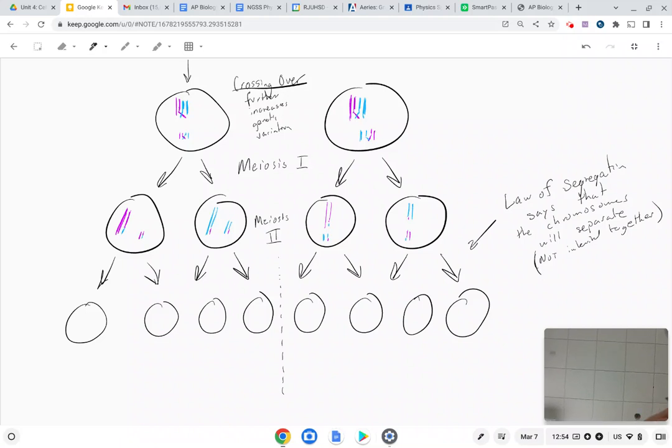there's a lot of possibilities, but let's draw all the possibilities. We could have this and this, or we have this and this, right? Or we could have, if you separate these chromosomes, you're going to end up with that and that. Everybody following the logic here?